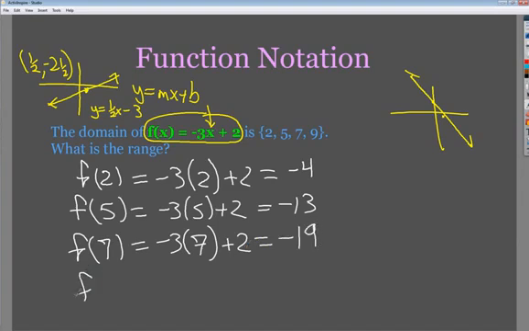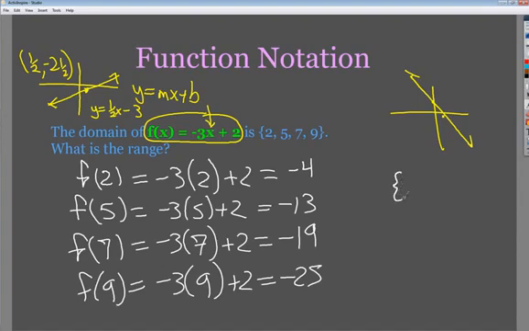And finally, negative 27 plus 2 more gives you negative 25. So in this situation, what we have are the values of the ranges that we've been given. So I just say that the ranges are negative 4, negative 13, negative 19, and negative 25.